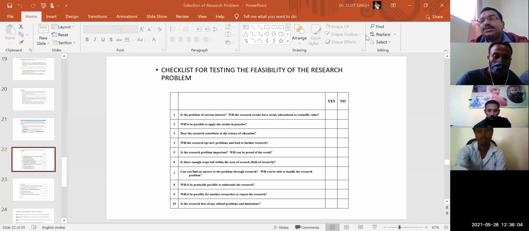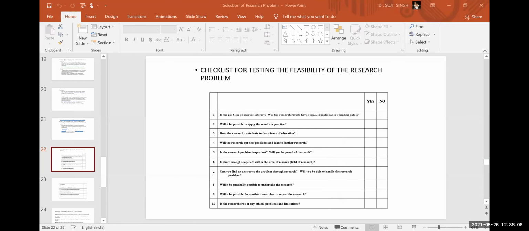Okay, so today we are going to discuss what the checklist should be. Checklist means what kind of criteria should be satisfied. Whenever you're going to decide about any topic, any research problem, you have to check whether the problem is of current interest.